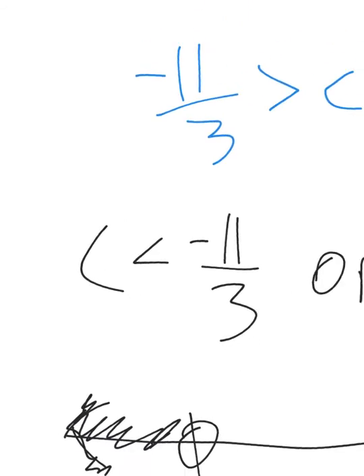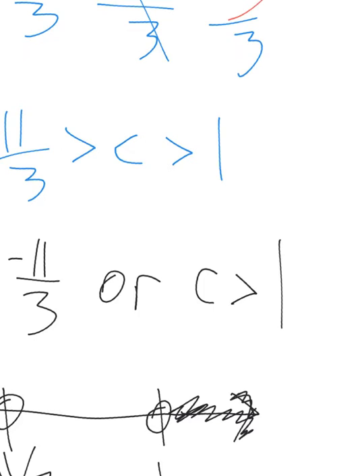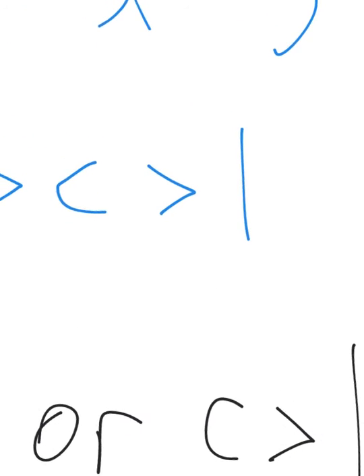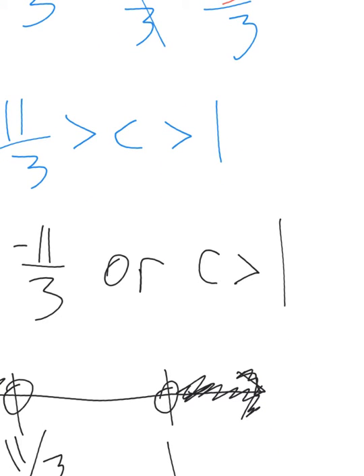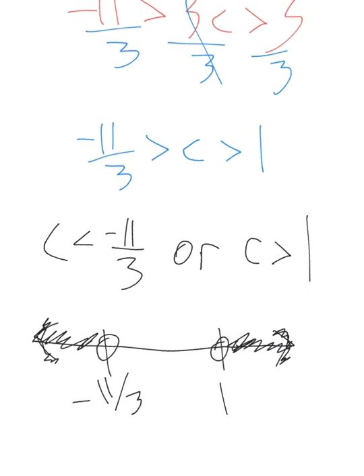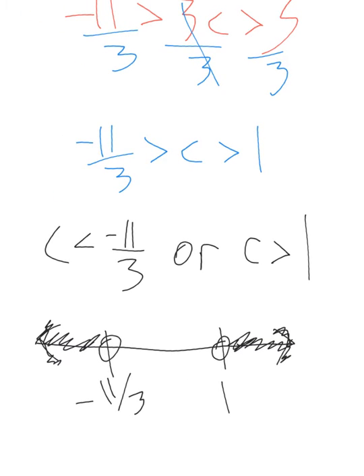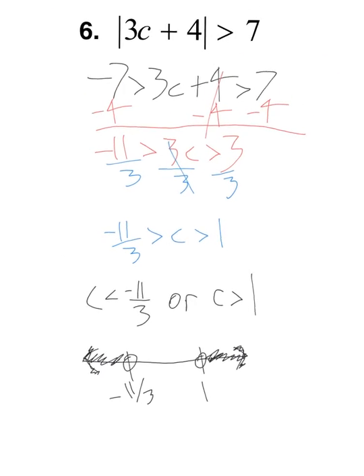So C is less than -11 over 3. Or, and see how it's eating the C on this end, C is greater than 1. So the inequality symbols are not underlined. So open circles and shade on the outside. Okay, so let's look at number 7.